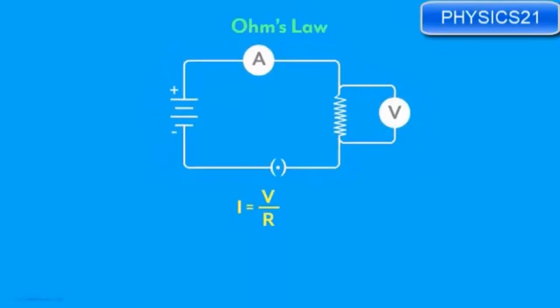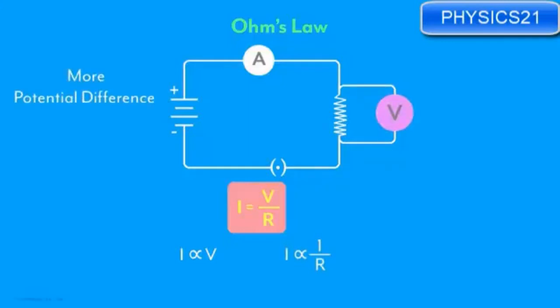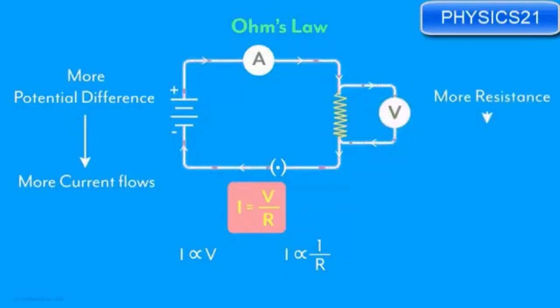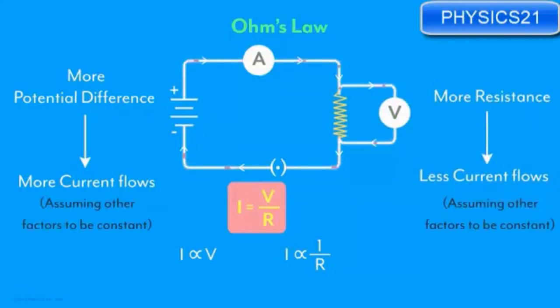Ohm's law in simple words gives us the relationship between the current, the voltage and the resistance in a circuit. This tells us that the flow of current is directly proportional to the potential difference between the points and inversely proportional to the resistance. If the potential difference between 2 points is more, the current flowing through it will be more. And if the resistance is more, the current flowing through it will be lesser. This is assuming that the other factors are constant.